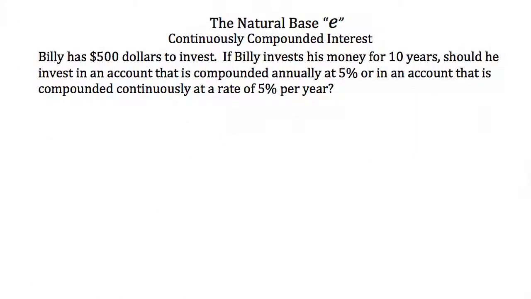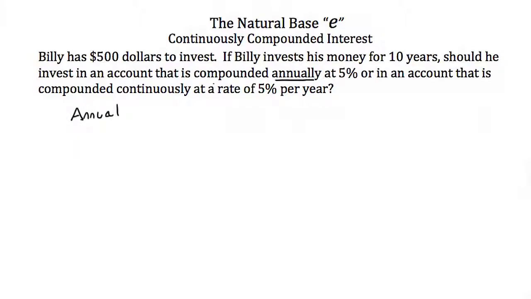So now let's try a continuously compounded interest problem. Here we're told that Billy has $500 to invest. If Billy invests his money for 10 years, should he invest it in an account that is compounded annually at 5%, or in an account that is compounded continuously at a rate of 5% per year? Well, first let's look at the one that's annually compounded.